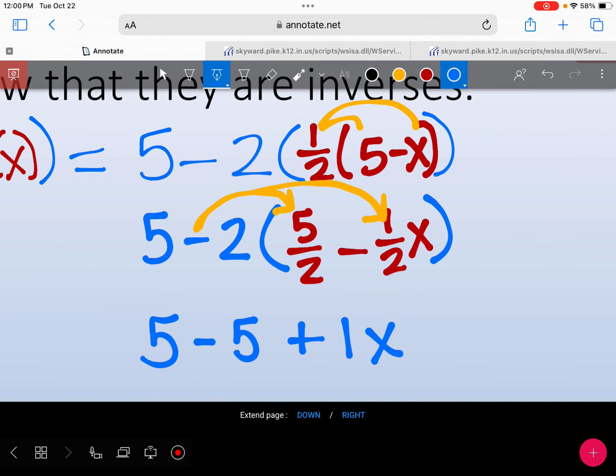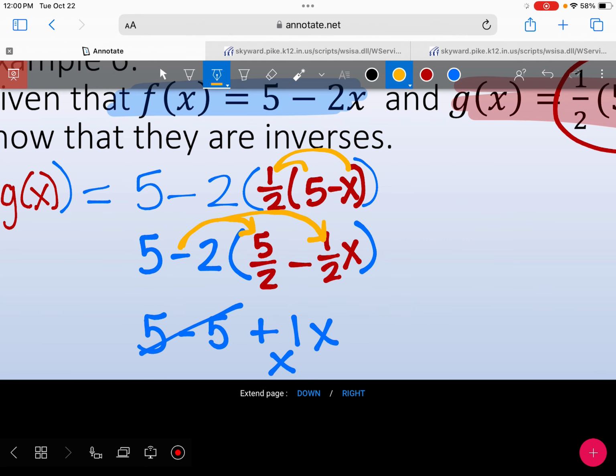And then what's going to happen with the 5 minus 5? So I'm left with an x. So you have to show it. Even though it is going to equal x, you have to show me how it simplifies down to x.